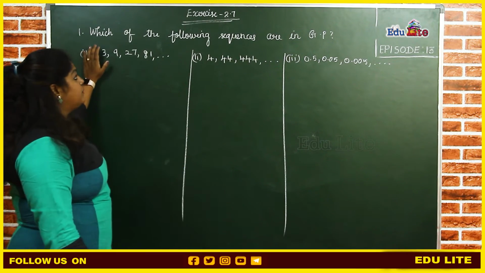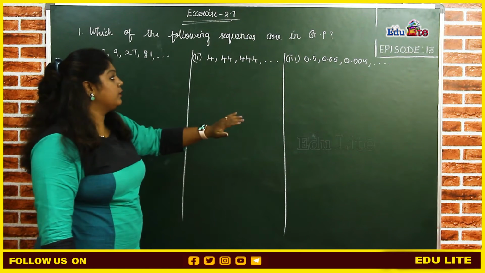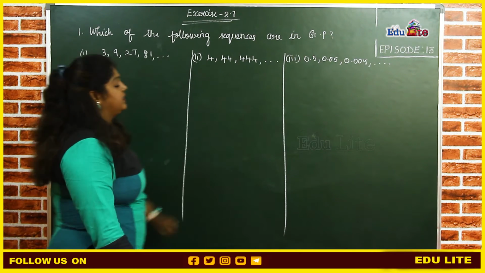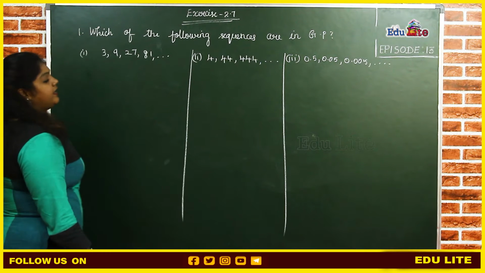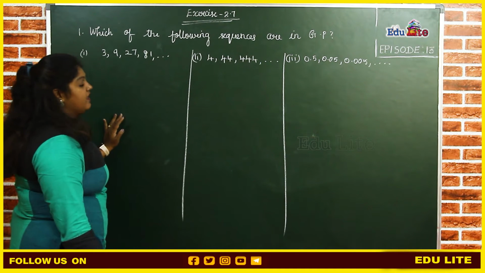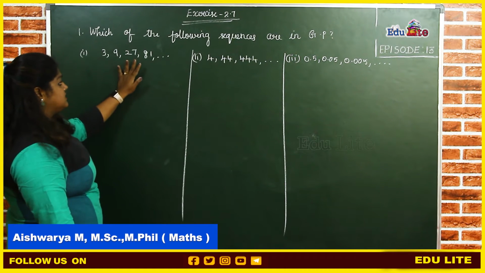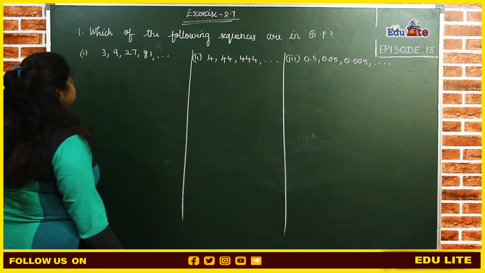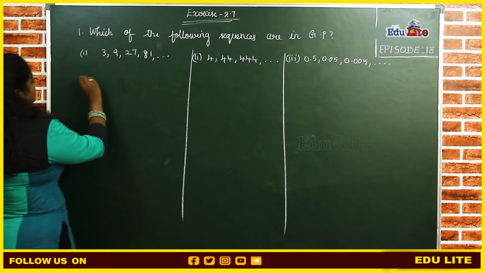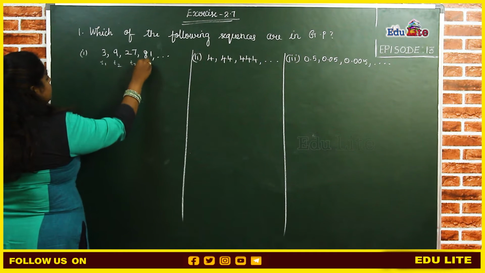In exercise 2.7, the first problem is we have to find which of the following sequences are in geometric progression. Let us do so. To find whether the following sequences are in GP, we have to find the common ratio. If the common ratio between any two consecutive terms is constant, then we say that the sequence is a geometric progression. So, this is T1 first term, T2 second term, T3, T4.